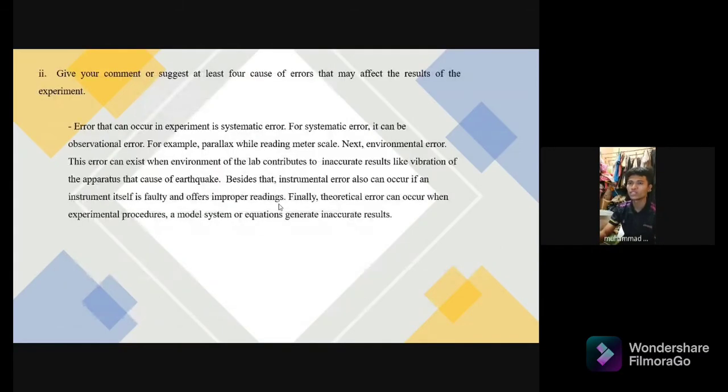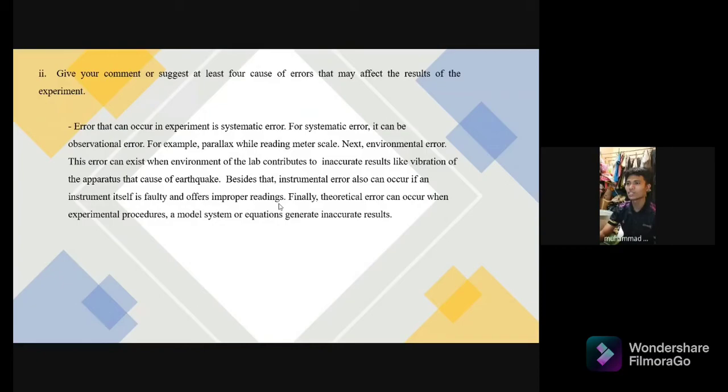The next discussion is give your comment or suggest at least 4 causes of error that may affect the result of the experiments. My answer is error that can occur in the experiment is systematic error. For systematic error, it can be observational error, for example parallax while reading the meter scale. Next, environmental error. This error can exist when the environment of the lab contributes to inaccurate result, like vibration of the apparatus caused by an earthquake.